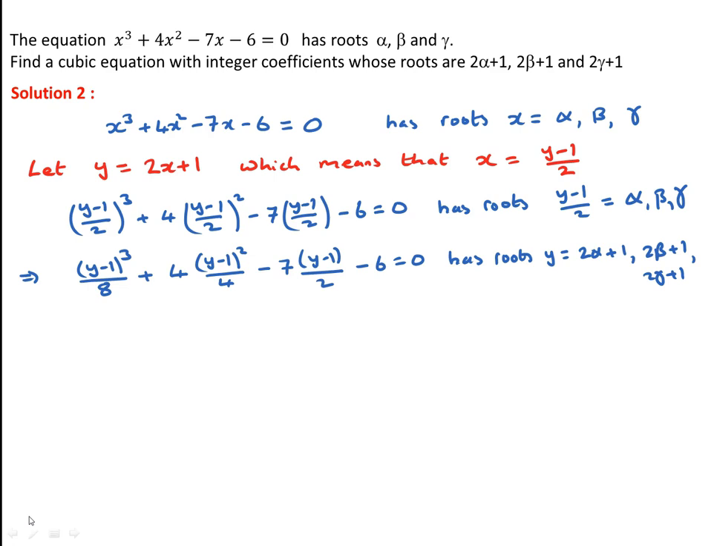The fact I know y minus 1 over 2 equals alpha, beta or gamma means that I know y must equal 2 alpha plus 1 or 2 beta plus 1 or 2 gamma plus 1.